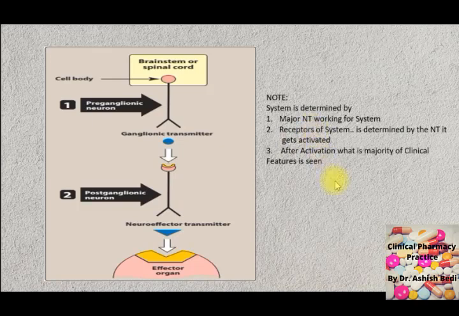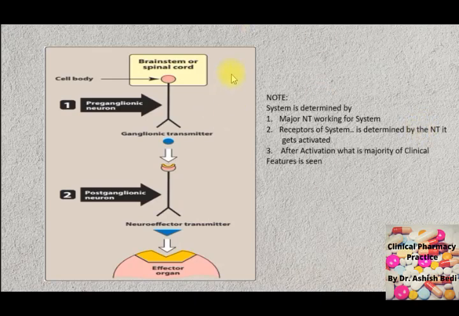Okay. Then third, after the activation, what is the majority of clinical features seen? So we can differentiate the sympathetic and parasympathetic system on the basis of the major neurotransmitter working for that system, the receptors of the system which get activated by that major neurotransmitter, and after the activation of the receptor, what the majority of clinical features are, whether they share sympathetic system features or parasympathetic features. Okay.